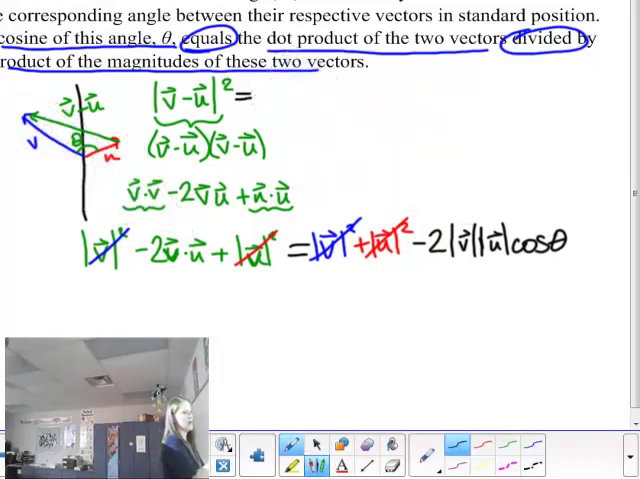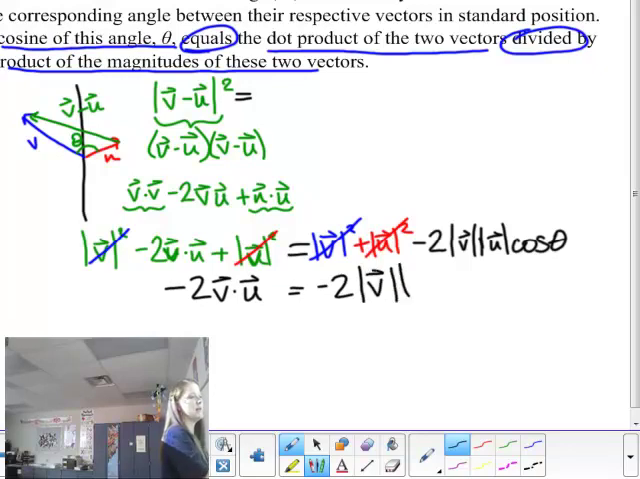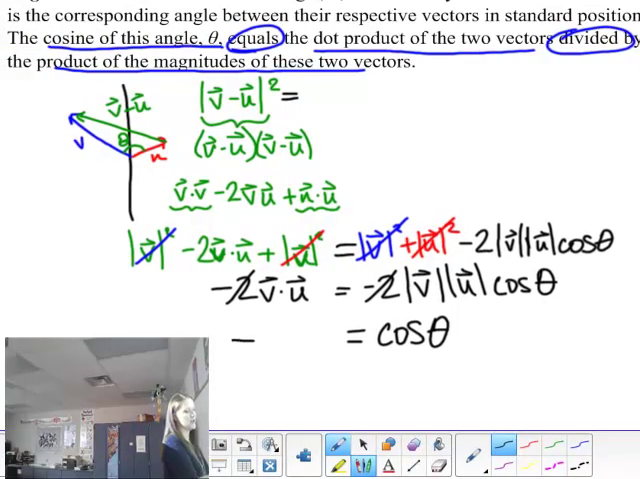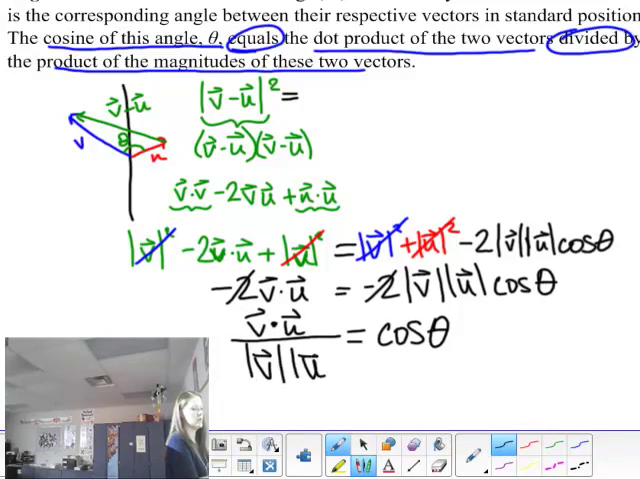However, I am left with right now negative twice vector v times vector u equaling negative twice the magnitude of vector v times the magnitude of vector u times the cosine of the angle in between the two of them. And I can reduce both of those by negative 2. And now if I'm trying to find an angle, I would then get the cosine of the angle by itself, which means I'm going to have vector v dot product with vector u divided by, oh look, the magnitude of v times the magnitude of u.